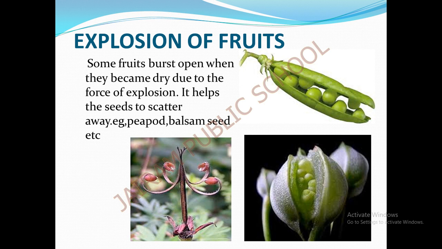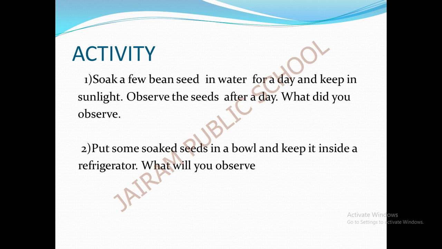So far we have seen the stages of seed germination, dispersal of seeds by the natural agents, and the explosion of fruits. Okay, now I am giving you a small activity you can do easily at home, with the things in your home itself. Soak a few bean seeds in water for a day and keep them in sunlight. Bean seed or some other seed, just soak it in water and keep it in sunlight. Observe the seeds after a day. What did you observe?